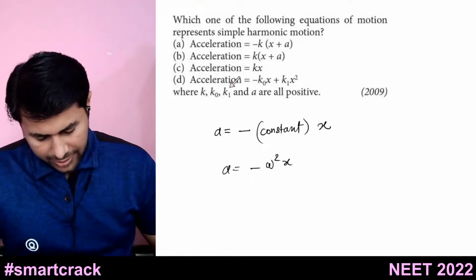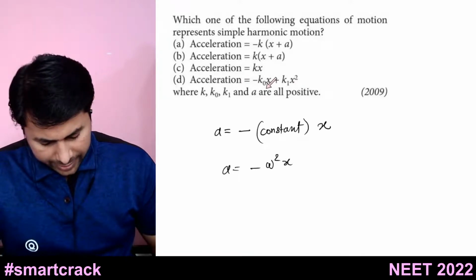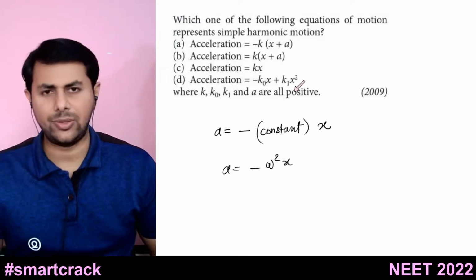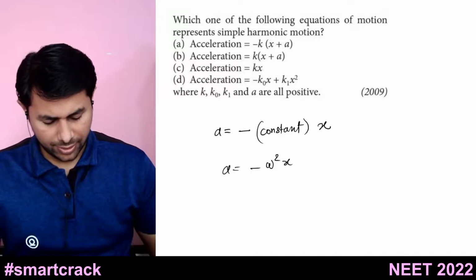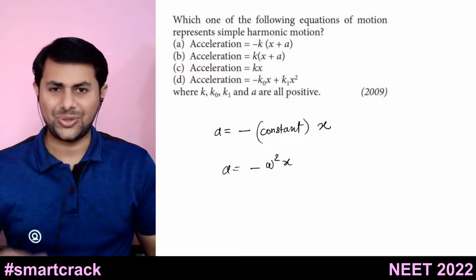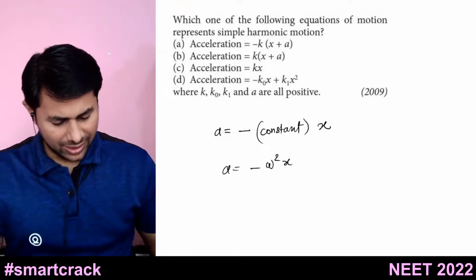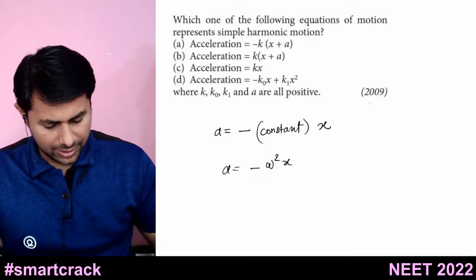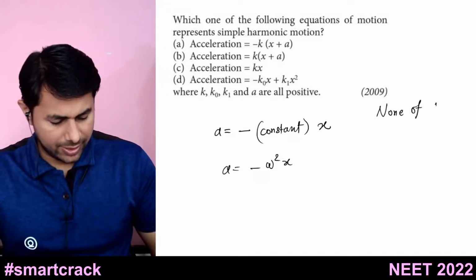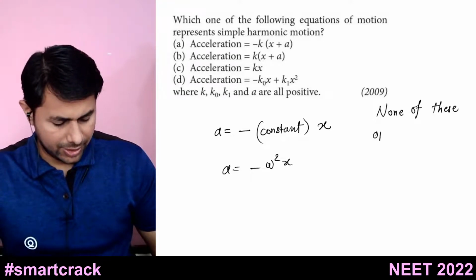And then the last one, acceleration is minus k naught into x, but there is one additional term, k1 into x square, so this is also not true. So none of the options is true, and there is no option like that, unfortunately. So the answer is none of these options is correct.